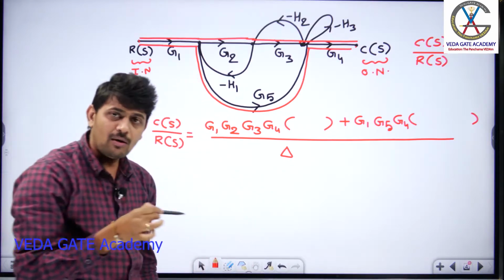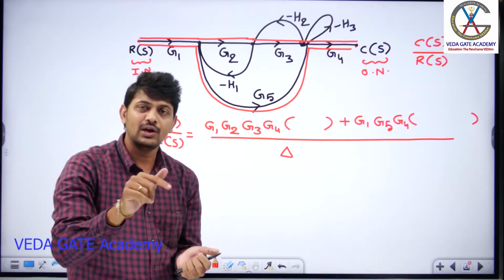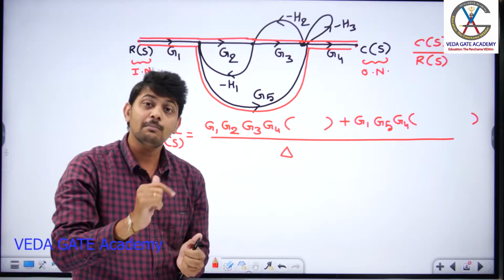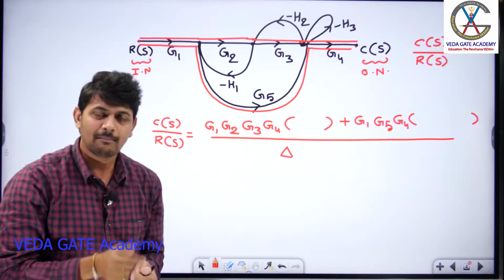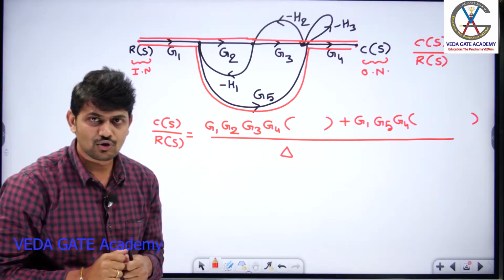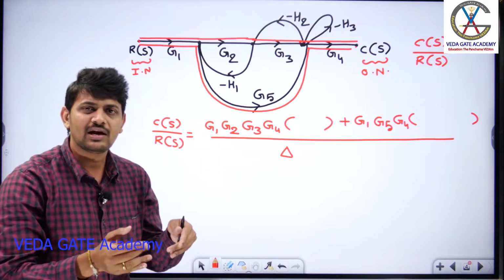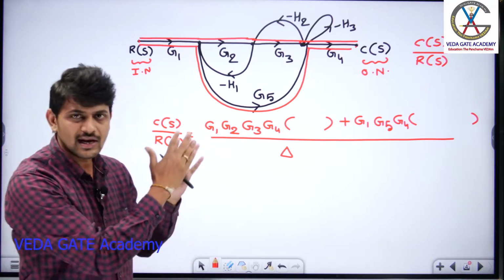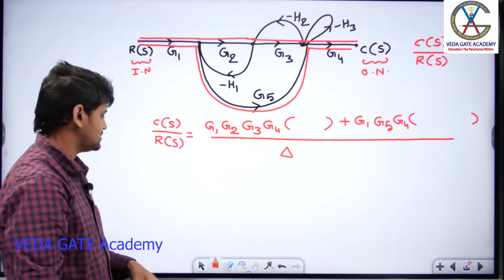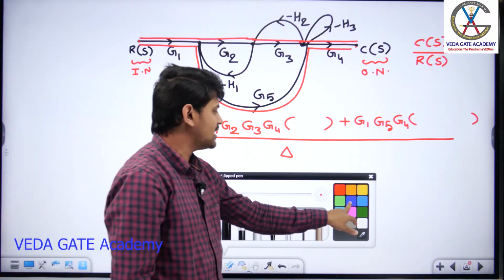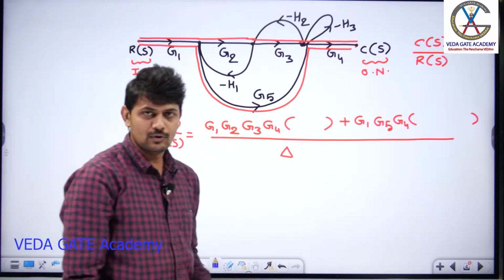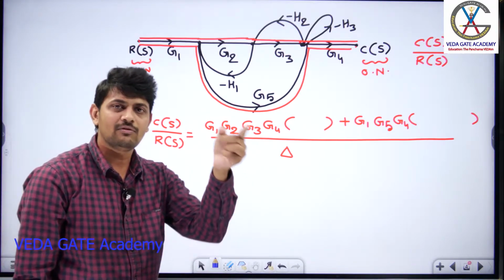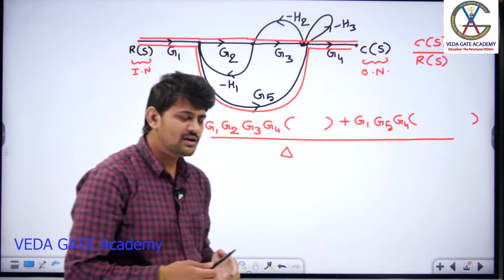Here, if you observe the formula of delta: 1 minus sum of individual loop gains plus sum of product of 2 non-touching loop gains minus sum of product of 3 non-touching loop gains. That means the entire formula of delta is involving loops. So you need to identify first how many loops are there in this system. How to identify the number of loops in a given system? To determine the number of loops, you can start from any node and see how many ways you can reach the same node. By the way, what is the definition of a loop?